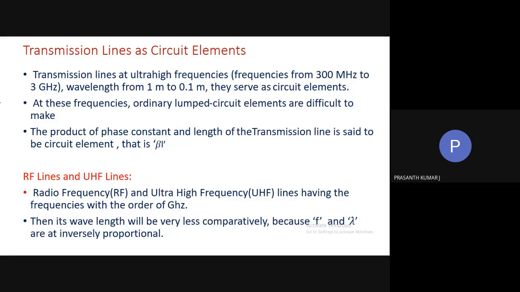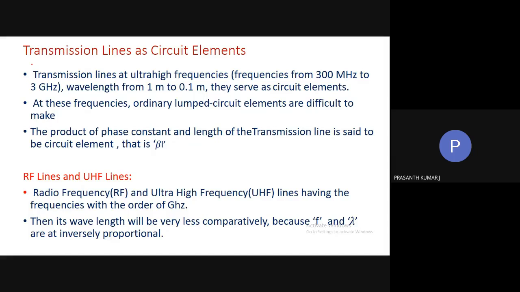Okay. Next topic is transmission lines as circuit elements. You might be wondering what these circuit elements are. There are two types of elements. One is lumped elements and the second one is distributed elements. Lumped parameters and distributed parameters.